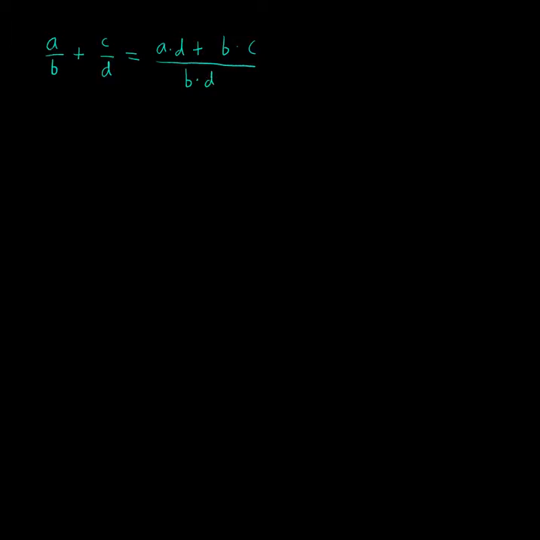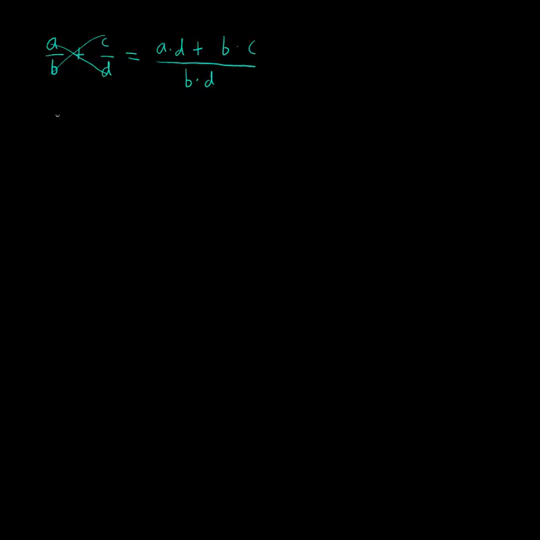A lot of times we'll see this called something like cross multiplication, where we multiply the numerator of our first by the denominator of the second, and then the denominator of the first by the numerator of the second, and then put that all over the two denominators multiplied by each other. So how would we go about showing this? How do we know this is an accurate way to add these?